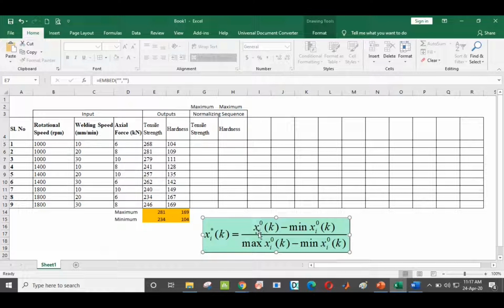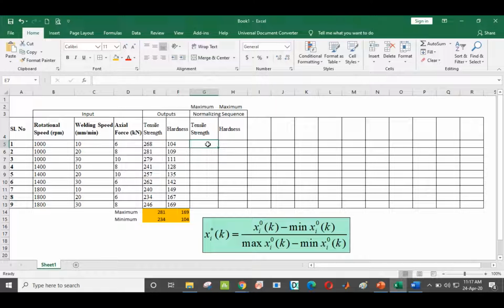So x_i(k), that is the individual value, is equal to, I am going to select the individual value. Just place the cursor here. You have to use an equal sign, then only it will take it as a formula. Then open bracket, the individual value minus the minimum value of tensile strength. The minimum value here is 234, divided by the maximum value, 281 minus 234.